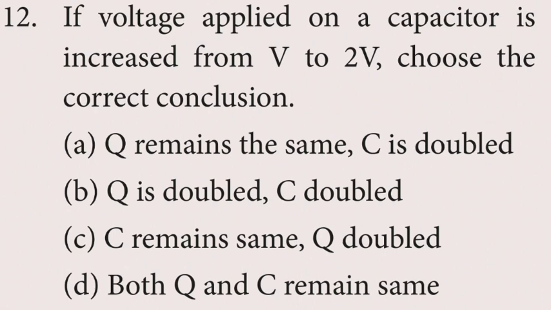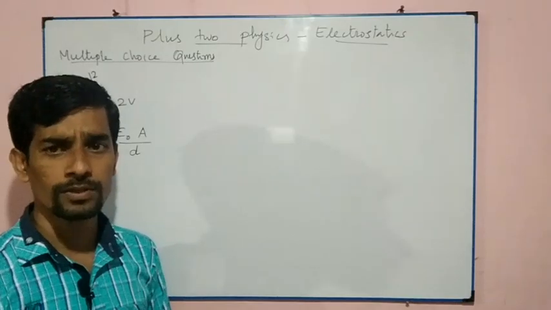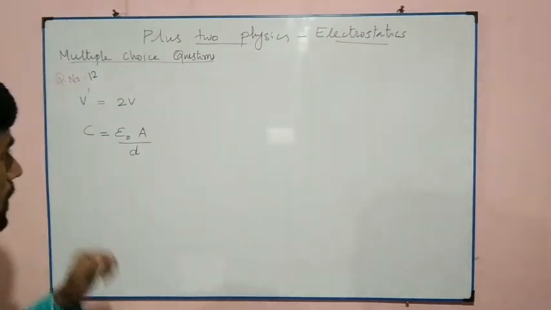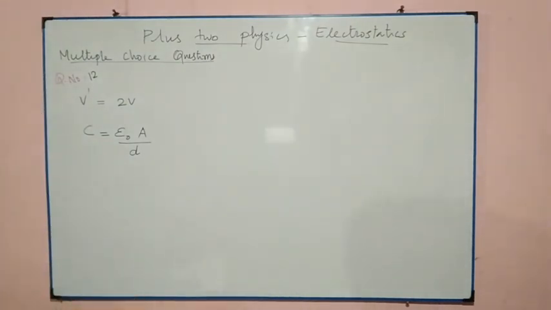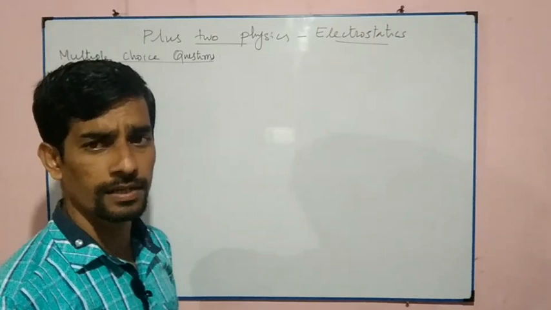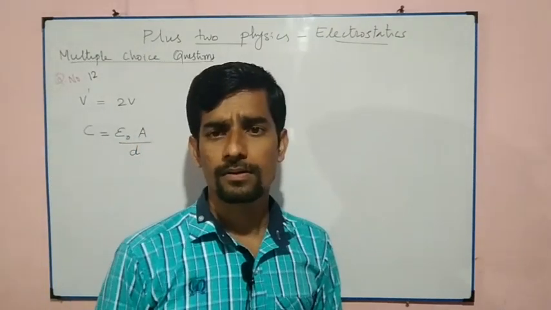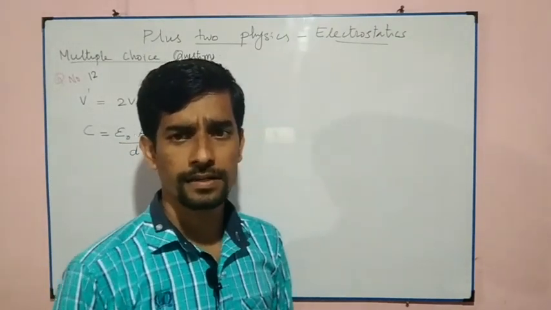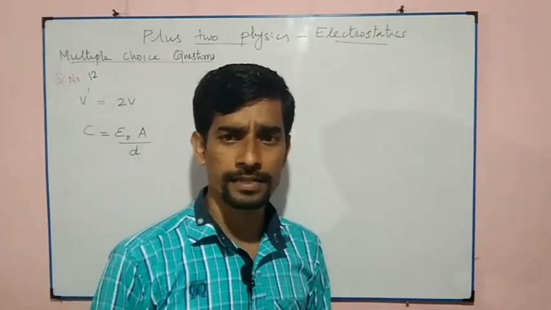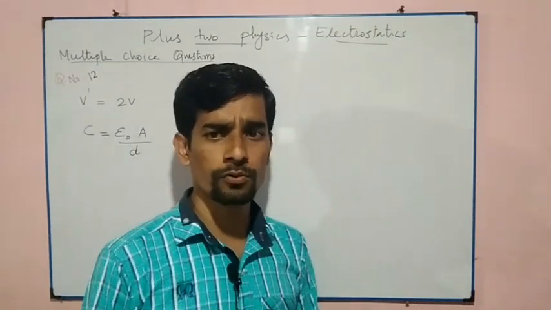In this question, we have to find the change in charge and capacitance of a capacitor when the voltage is doubled, or the voltage is increased to 2 times. Here the initial voltage on the capacitor plate is V, and we are increasing the voltage from V to 2V.